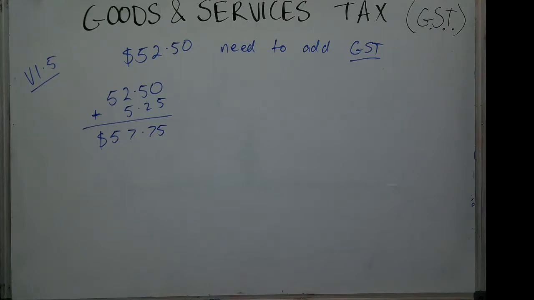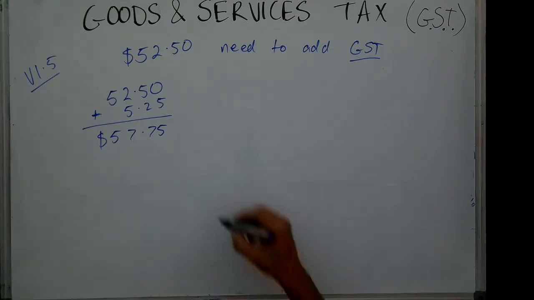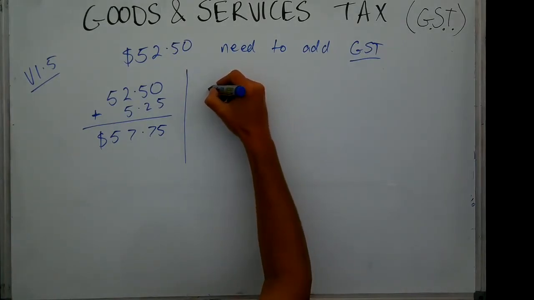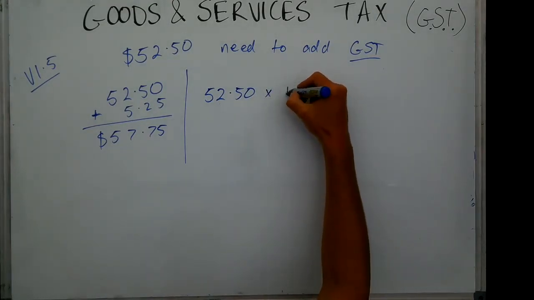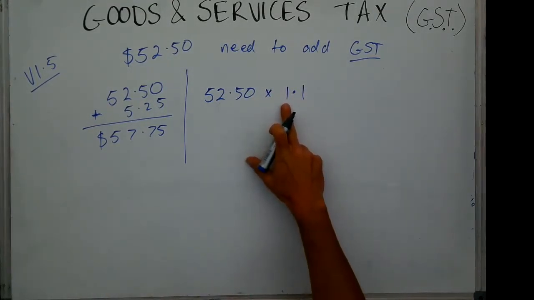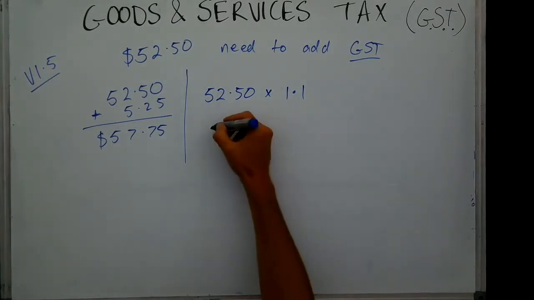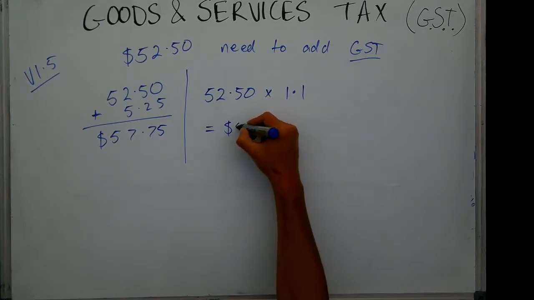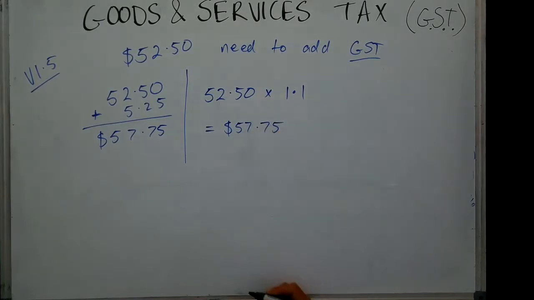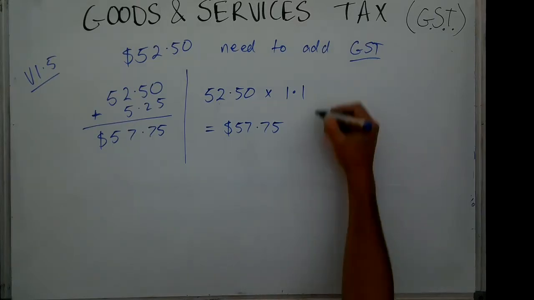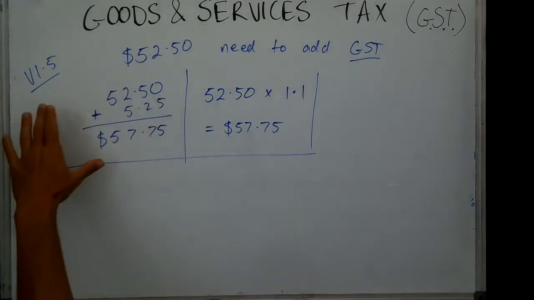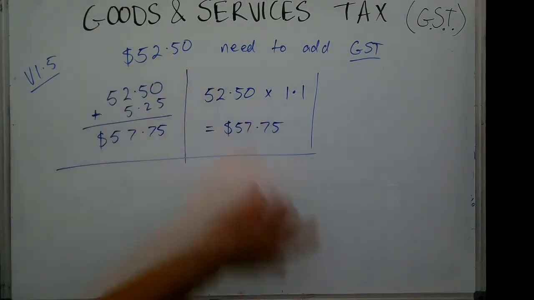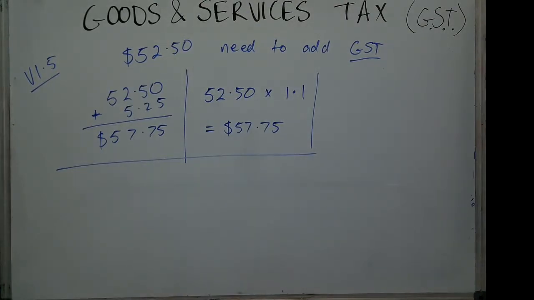Is that it? Is that all we have to do? I suppose we could go $52.50 times 1.1. This is the 100%. That's the 10%. That's going to give us the same amount. And that's essentially it. So that's increasing this original amount by 10%, and the only new thing we've added in is that we're calling it GST.